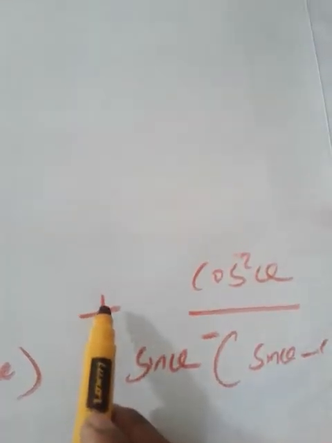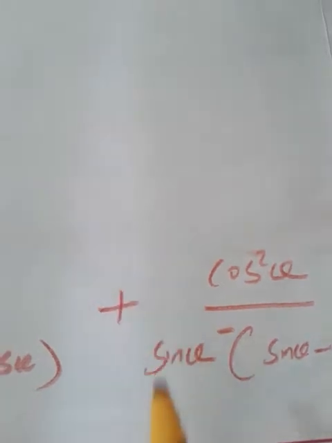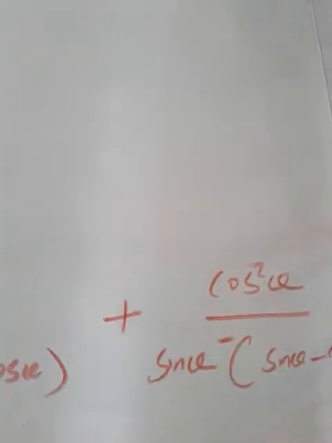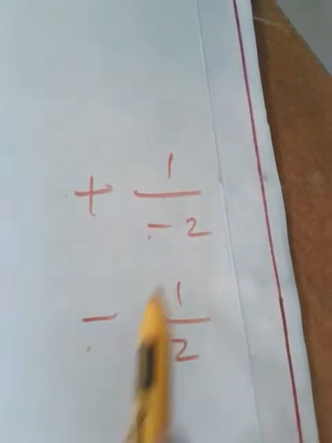This is plus, no? This plus and minus will join together and the entire sign will be minus. For example, plus 1 by minus 2, you can simply write it as minus 1 by 2. You know why? This plus and minus will be minus, then 1 by 2.